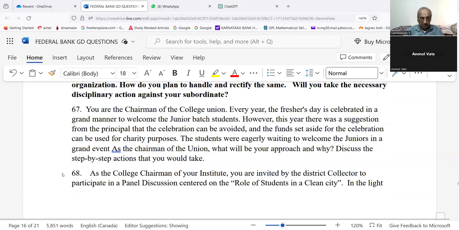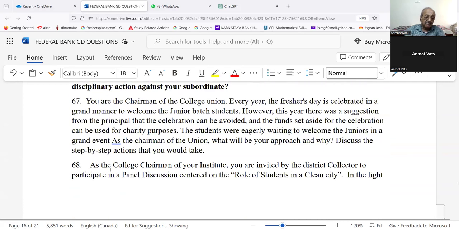Yes, sir. So please go to 67. Okay, sir. Read. You are the chairman of the college union. Every year, the Freshers' Day is celebrated in a grand manner to welcome the junior batch students. However, this year, there was a suggestion from the principal that the celebration can be avoided and the funds set aside for the celebration can be used for charity purposes. The students were eagerly waiting to welcome the juniors in a grand event. As the chairman of the union, what will be your approach and why? Discuss the step-by-step action that you would take.